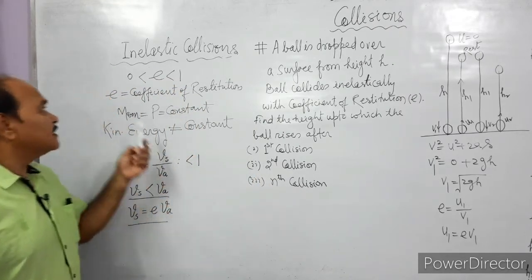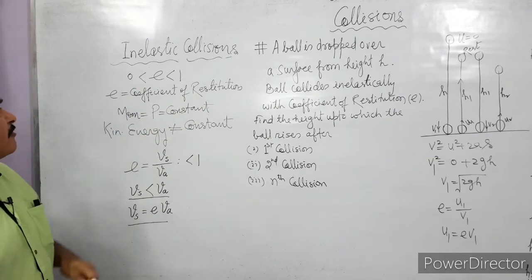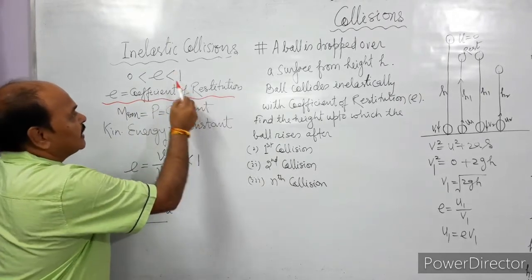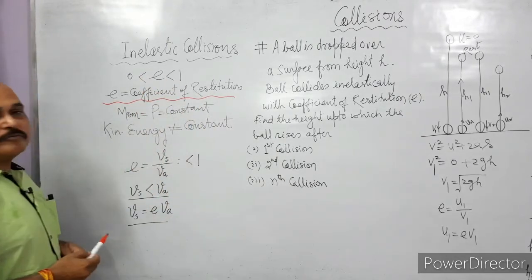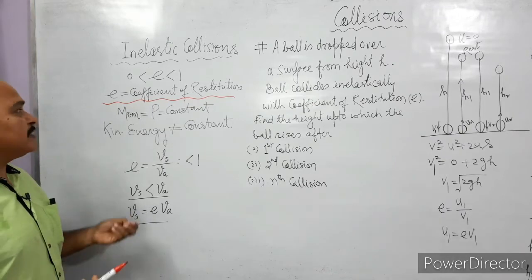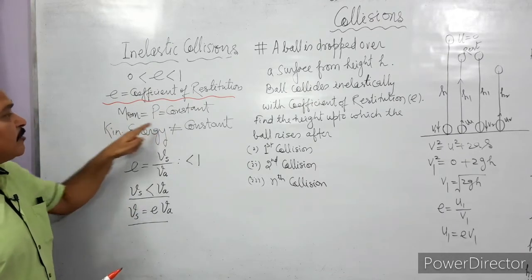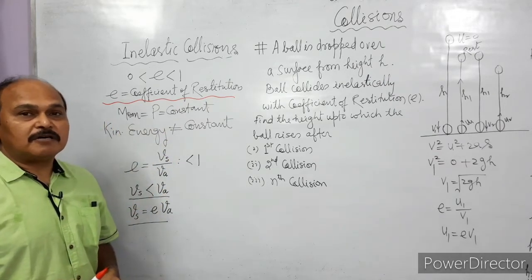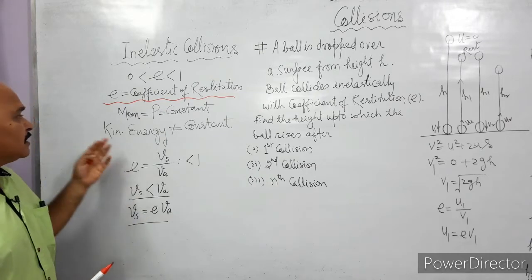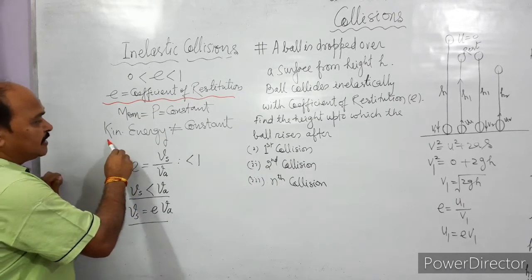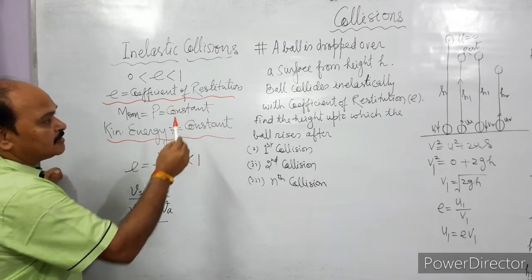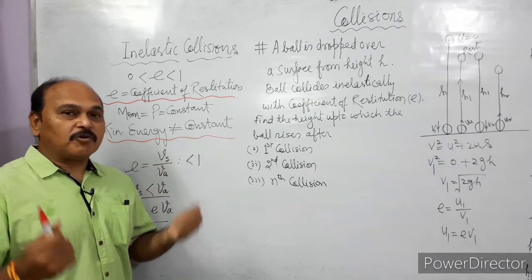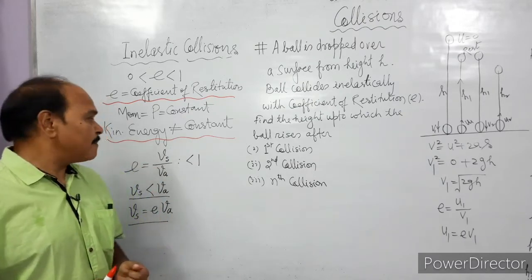Well, children, as far as this second type of collision is concerned, we know that coefficient of restitution for this collision is less than 1 and greater than 0. And also in this type of collision, linear momentum is conserved. Linear momentum is in fact conserved in all three types of collisions. And the third quantity, that is kinetic energy, is not conserved in this collision. There is loss of energy. Kinetic energy before collision is more than kinetic energy after collision.